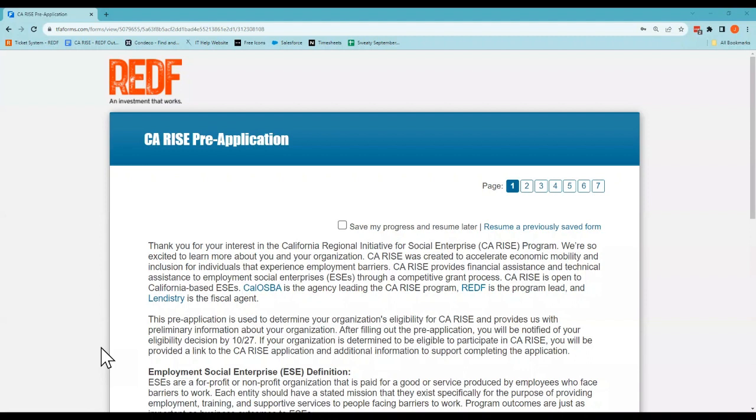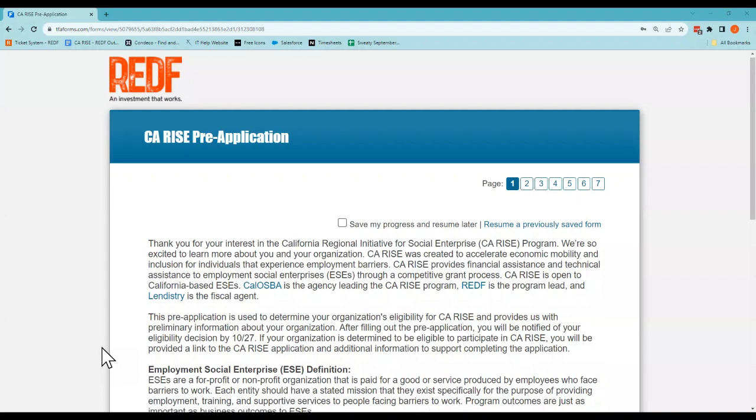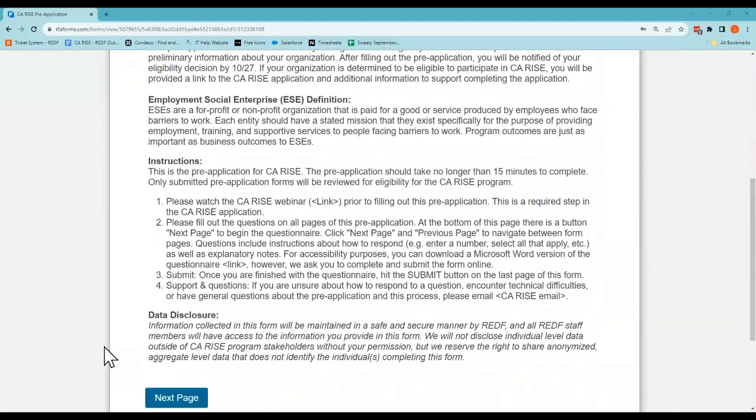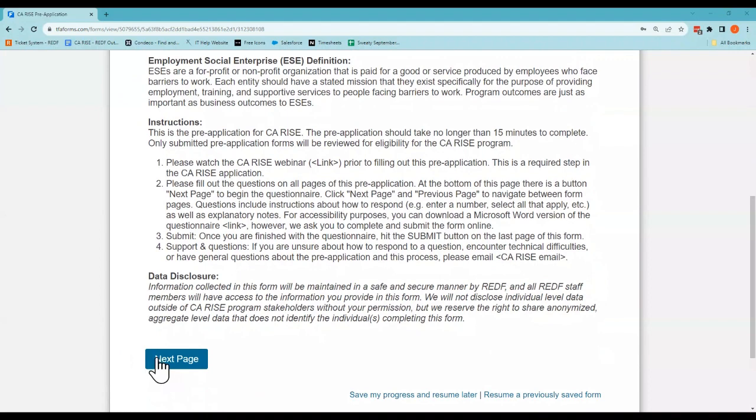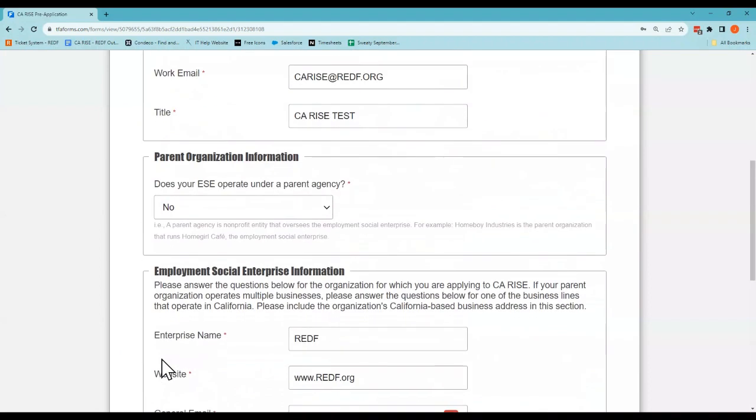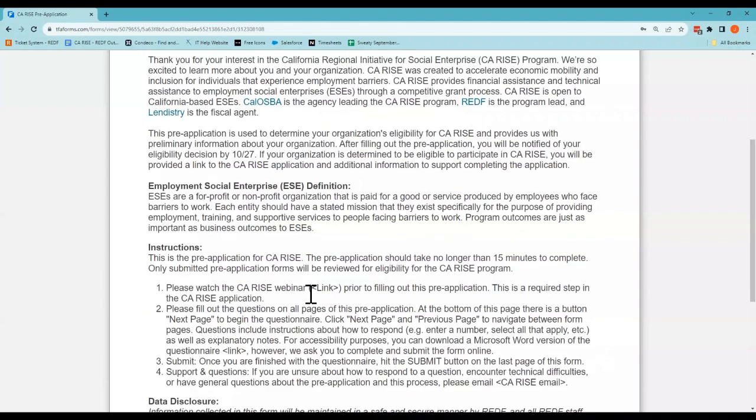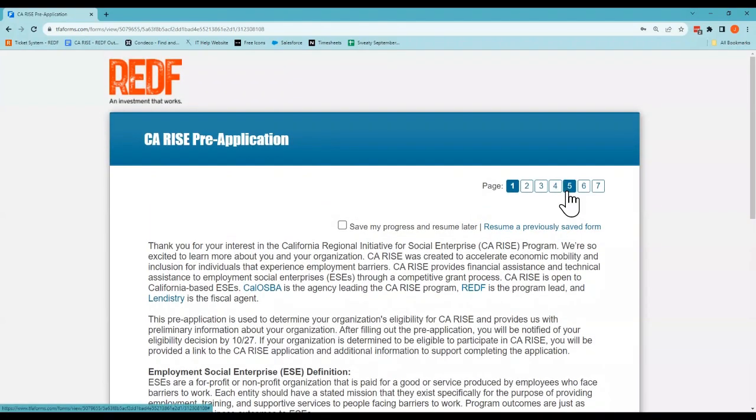This first page is informational only and provides an overview of California's definition of an employment social enterprise, instructions, and a data disclosure. You can navigate through this pre-application by clicking Next, Previous, or using any of the numbers at the top. Additionally, you can save your progress and return by clicking on this button. You must use the same device and web browser used to start the survey because a cookie is stored in your browser that remembers the survey responses.